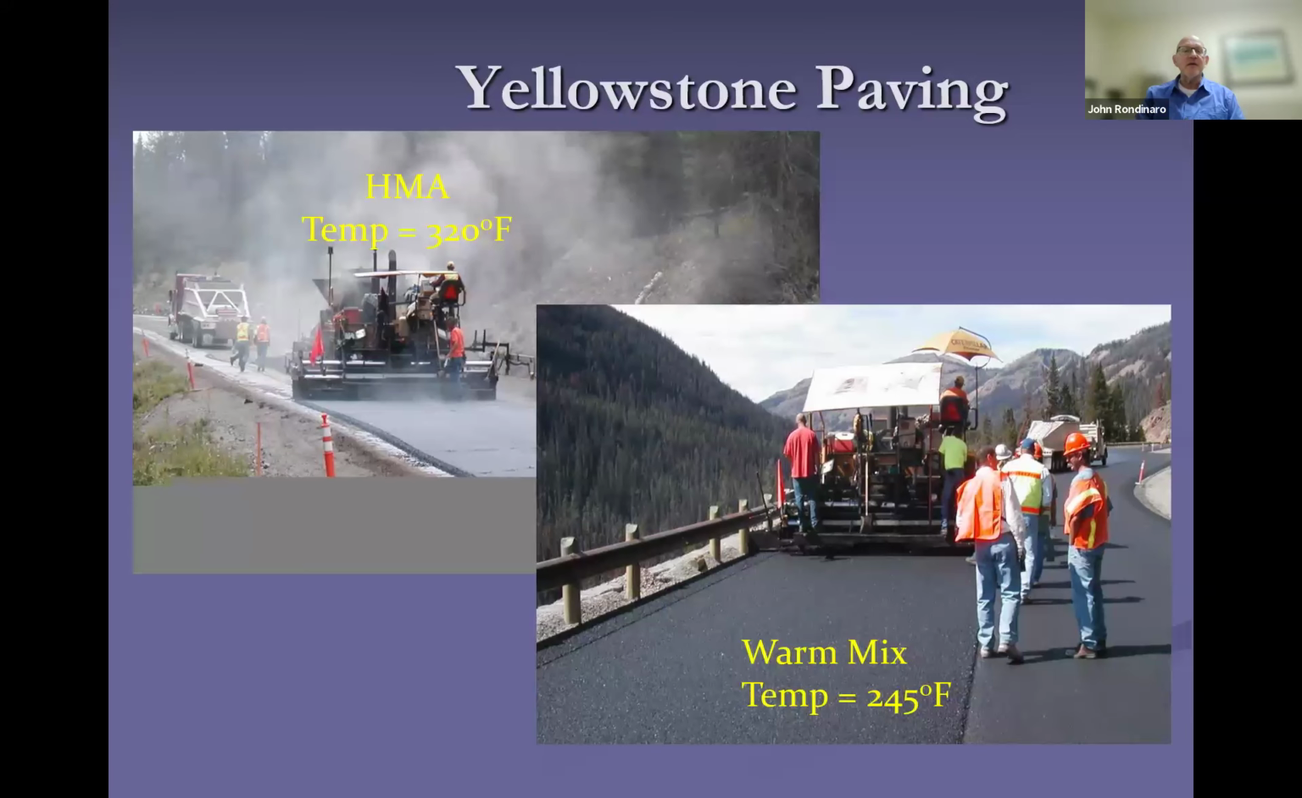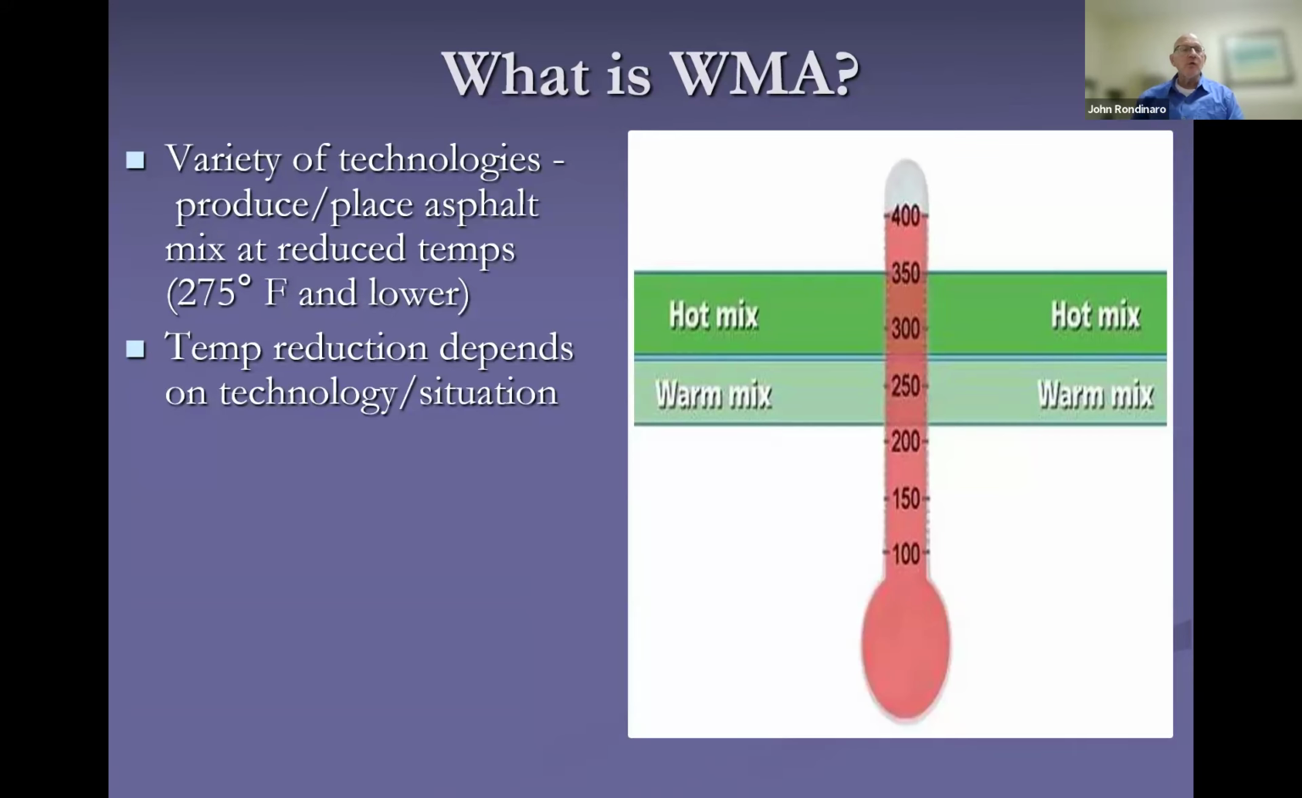You're seeing nothing. So what is warm mix? It's exactly what its name implies. It's your asphalt material that's produced at a reduced temperature. So typically for hot mix, we're over 300 and can get all the way up to 350 for some of the specialty items. Whereas with warm mix, we're trying to get it 300 and below. And the temperature reduction is going to depend on the technology and the situation.